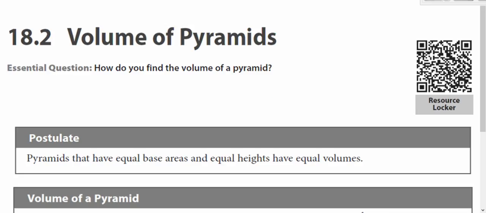We're going to look at the volume of a pyramid. Similar to Cavalieri's principle that we had in the previous lesson, pyramids with equal base areas, so it's kind of like the cross-sectional area that we talked about in Cavalieri's principle, and equal heights will have equal volume. It doesn't matter the shape of the pyramid, if the base area is the same and the height is the same, it has the same volume.